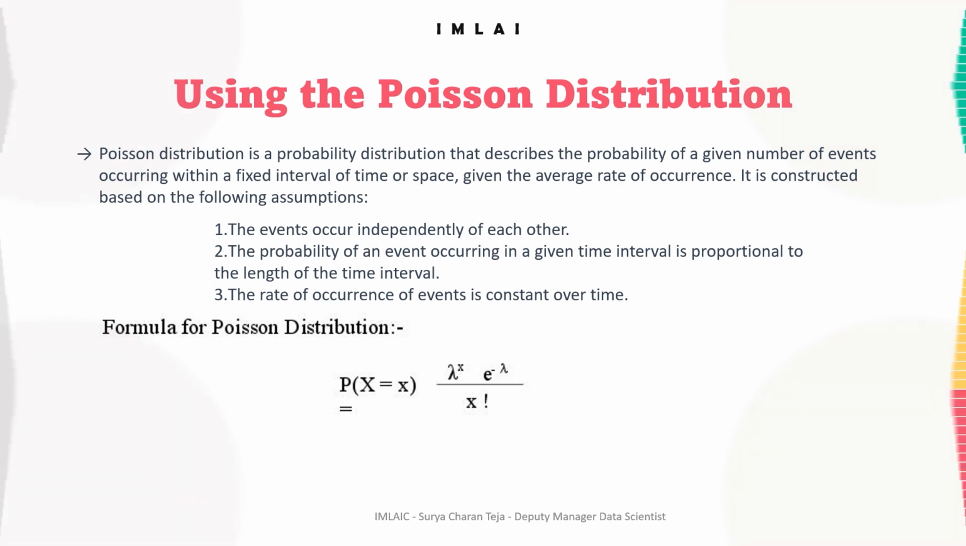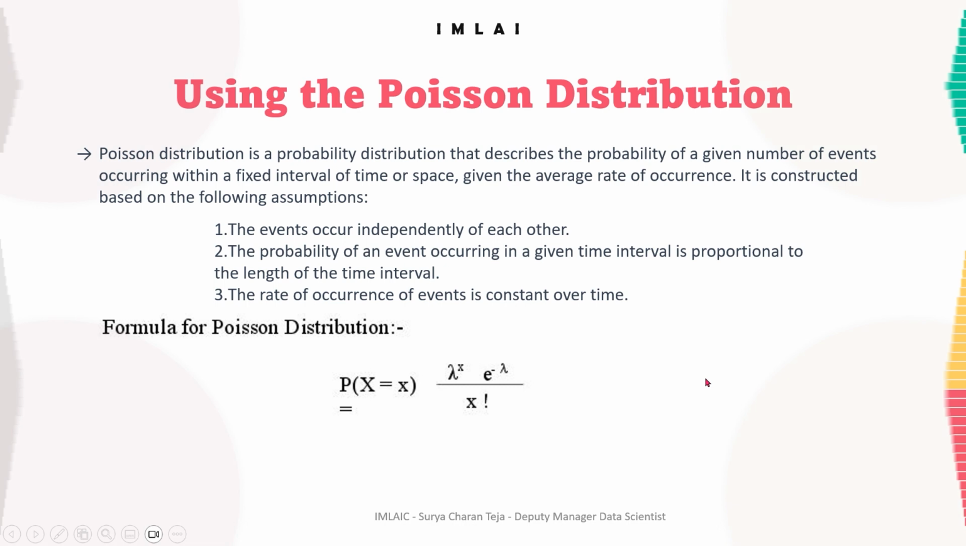So the Poisson distribution is constructed by defining the parameter lambda as the average rate of occurrence of events within a fixed interval of time or space. So the probability of observing X events in that interval can be calculated using the below formula. We call this a Poisson's probability mass function.